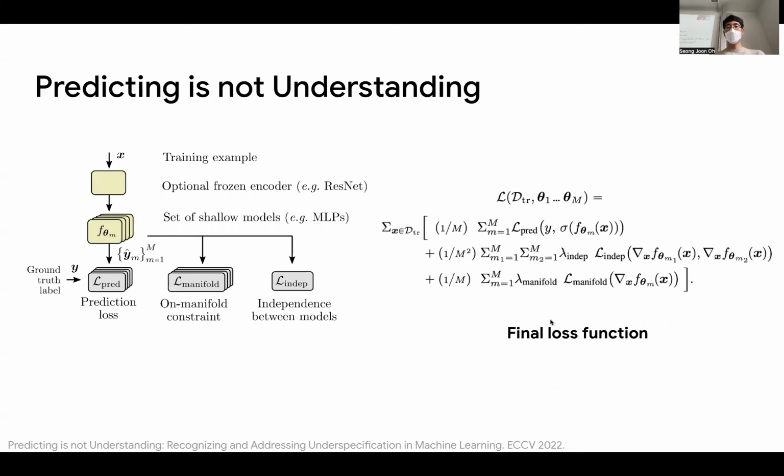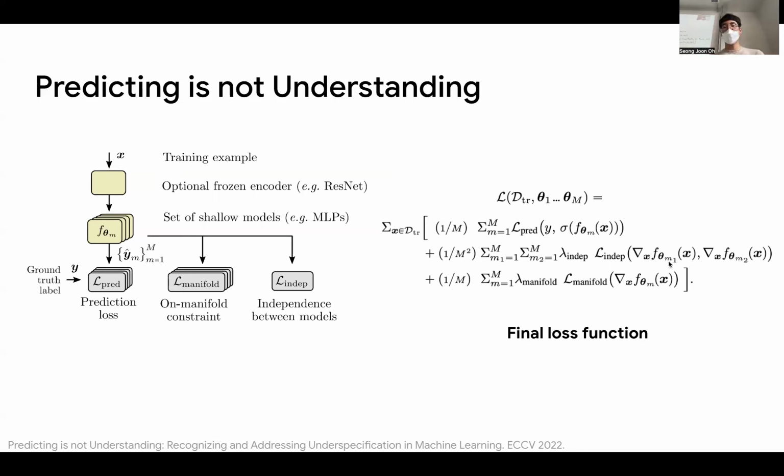And now your training looks like this. So you have your training data set and models theta 1 up to theta large M. And first of all, you have your original task for predicting your model, right? I think sigma here is sigmoid or softmax. And then what you have is this independence loss, which promotes independence or orthogonality of input gradients. And you do that for m squared different pairs here.